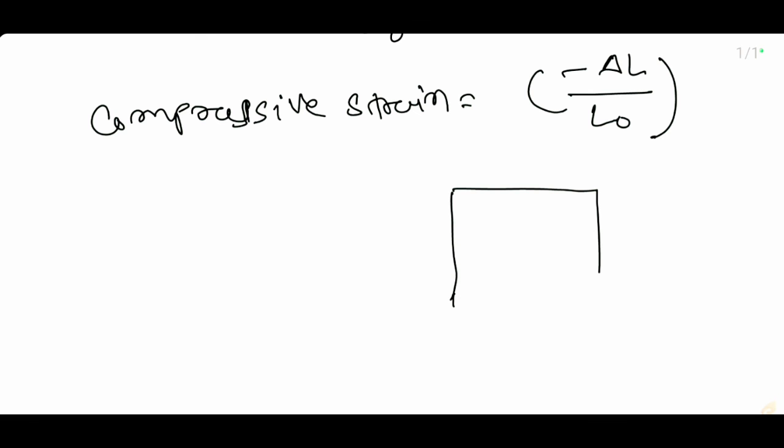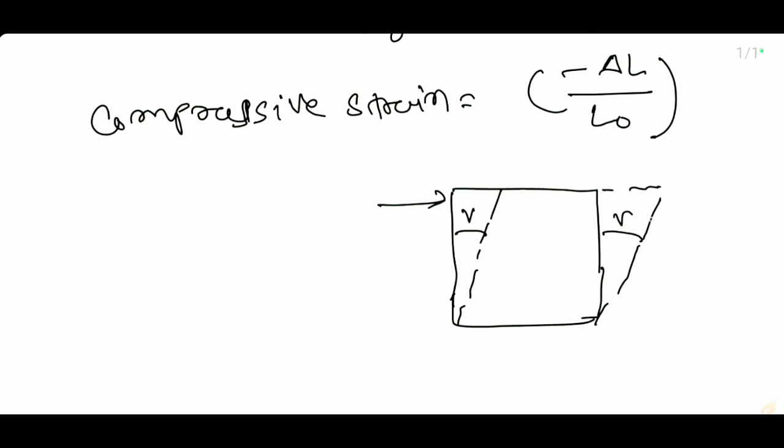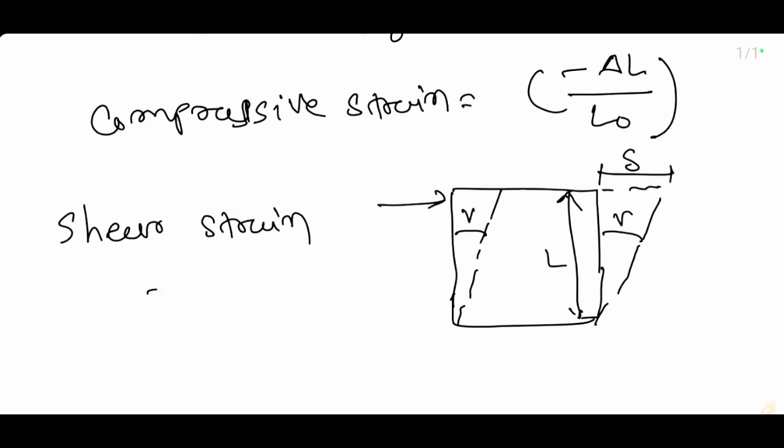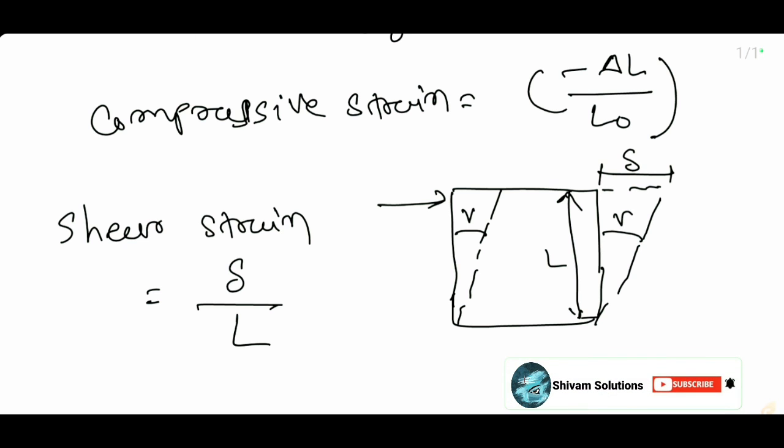So here is our component, and it moves due to the force acting here, so it moves through an angle. This is the original length, and the deflection of this body is delta. So here shear strain is equal to change in length divided by original length. The deflection of the body is delta L, this much, divided by this original length.